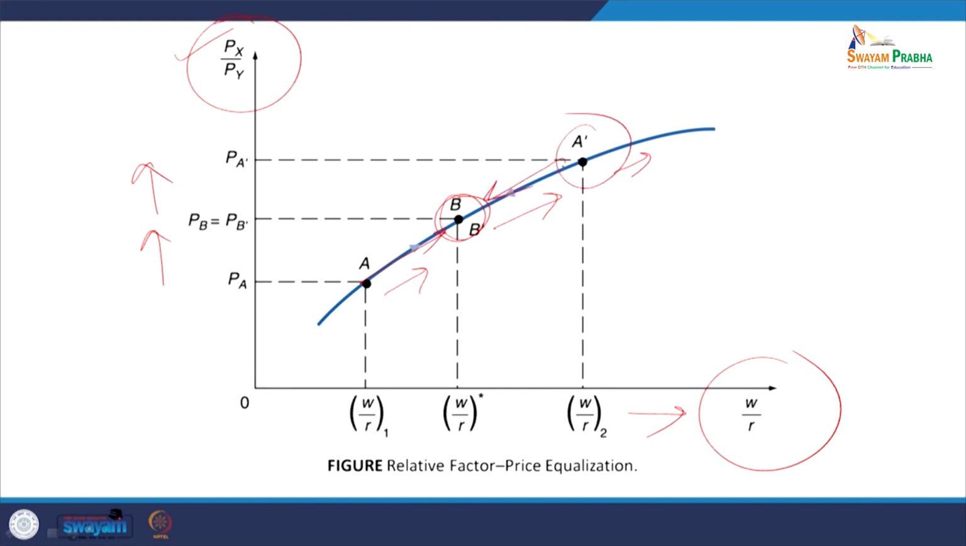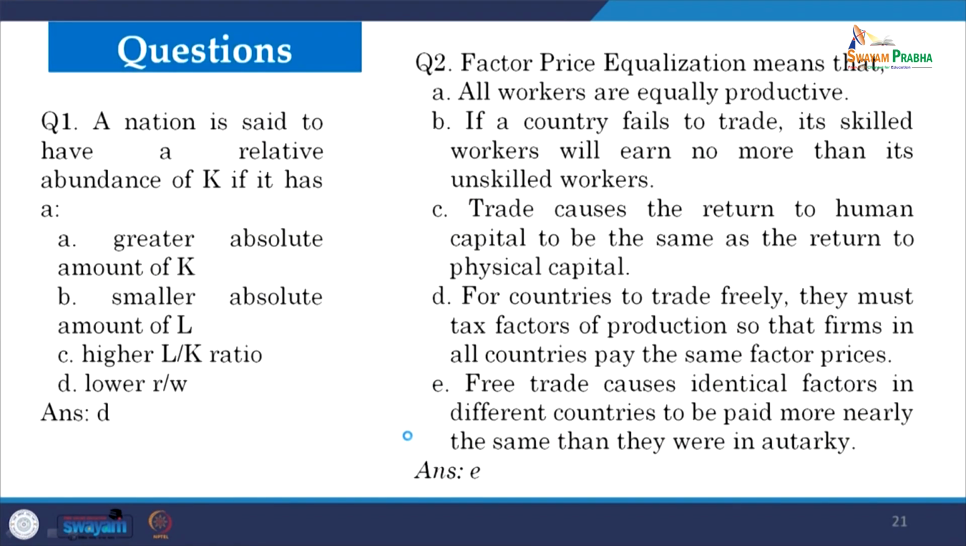If the relative prices are already high, it will decline to a level and there will be a possibility of equalization. PB and PB prime will be equalized. So, W by R star, the wage rate as compared to rent in country 1 and similarly in country 2, are different, but after trade there is a possibility of equalization. These two might converge to this particular point. This is one of the very good interpretations of this particular theory. Therefore, Samuelson received the Nobel Prize.